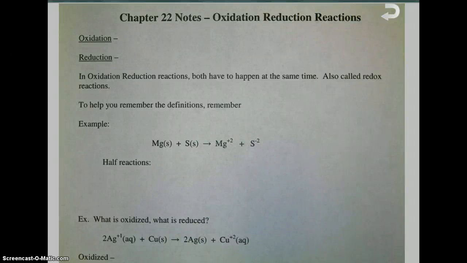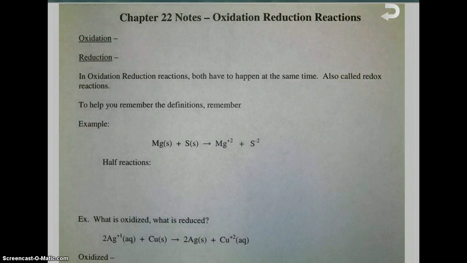Alright guys, today we're going to start chapter 22, which deals with oxidation reduction reactions. Now, oxidation reduction chemical reactions are actually some of the reactions we've already looked at. Things like synthesis and decomposition and combustion all end up being oxidation reduction reactions. We just haven't looked at them in that manner. So we're going to define what those terms mean, and we're going to figure out how to determine what's being oxidized and what's being reduced in a chemical reaction.